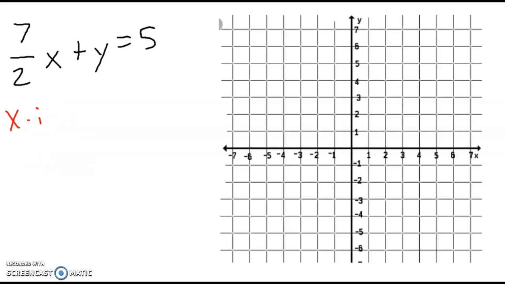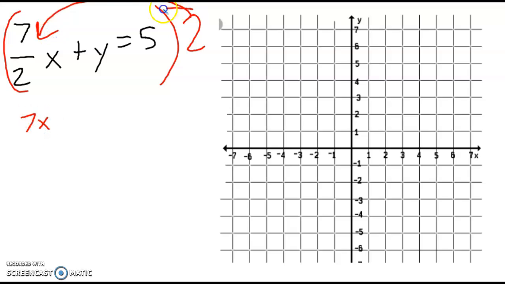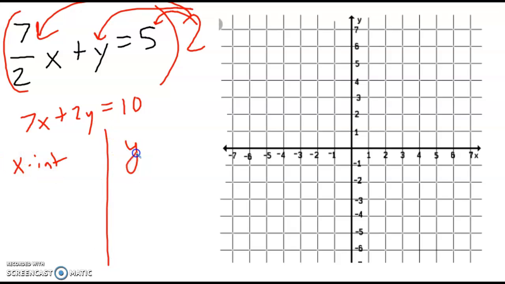So we're going to back this up and act like I haven't even started. The first thing that I need to do is clear the fraction. The only denominator we see is 2, so we're going to multiply everything by 2. That changes this to 7x, that changes this to plus 2y, and that changes the 5 to equaling 10. Now we have it in standard form with whole numbers, so now we can go ahead and start solving for our x-intercept and our y-intercept.